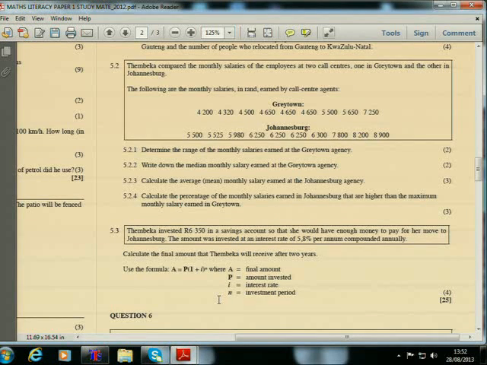Now 5.2.3, it says calculate the average or the mean. Other people call it the mean, other people call it the average. We have to calculate the average monthly salary earned at Johannesburg agency. For us to get the mean, we are going to add all those salaries and then divide by the number of entries, and it will give us the mean. Let us do that.